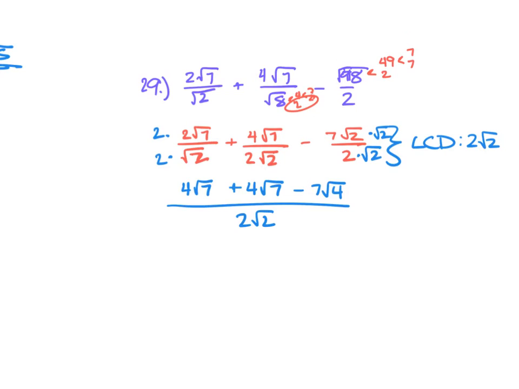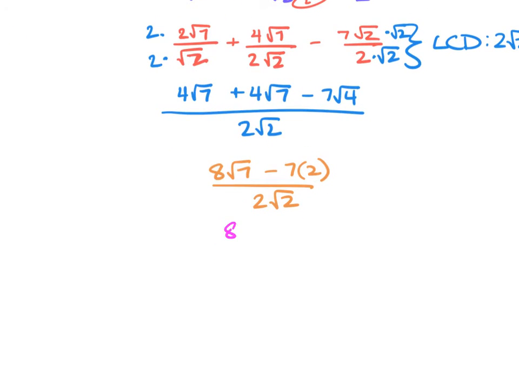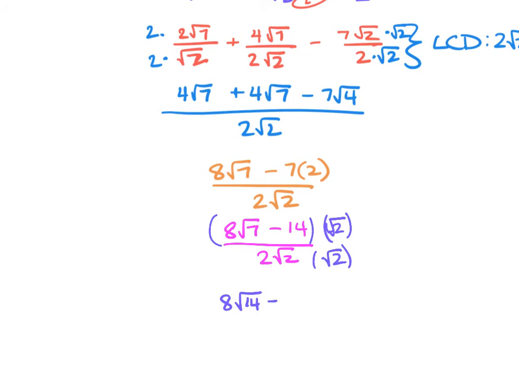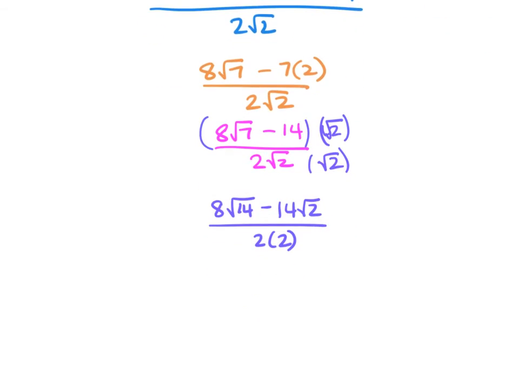From here, the 4 plus 4 is going to give me 8 square root 7 minus 7 square root 4, which is 7 times 2, all over 2 square root 2. So this is now going to give me 8 square root 7 minus 14 over 2 square root 2. We're going to multiply top and bottom here by the square root of 2 to give us 8 square root 14 minus 14 square root 2 all over 2 times 2, which is 4.